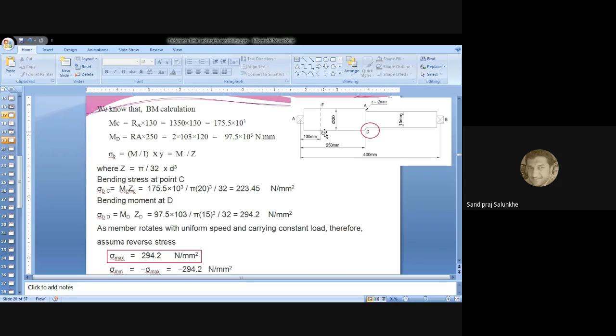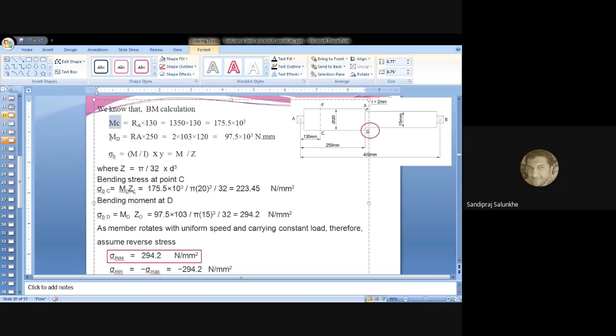So we cannot just ignore point C, because C is the point where the force is acting. So at point C we'll calculate the bending moment, as well as at point D, and whichever is larger we'll take for the calculation.